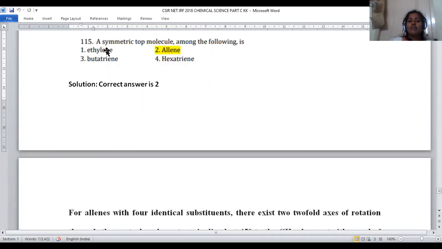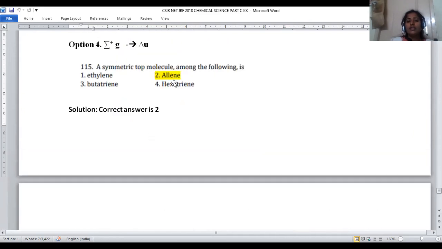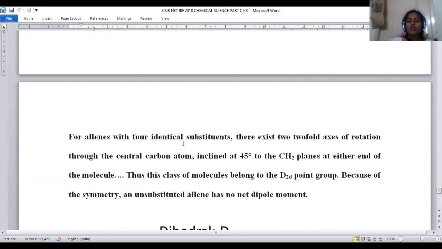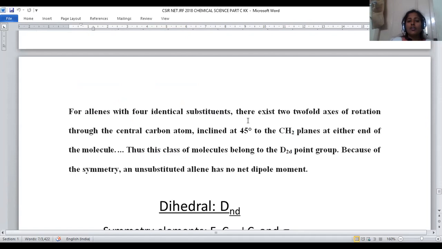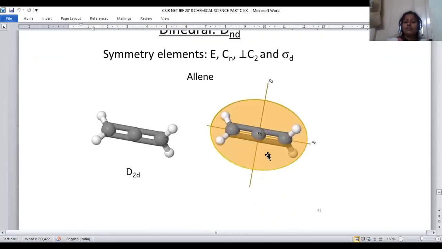Let us go with question number 115. A symmetric top molecule among the following is ethylene, allene, butatriene, hexatriene. 4 molecules are provided. Among all, we have to predict which is the symmetric top molecule. So allene is the symmetric top molecule. Let us see how it will be justified. Allene is a cumulative double bond system, and it even contains identical functional groups. One of the double bonds is in the horizontal manner, the other double bond is in the vertical manner. That is, a tilted double bond will be there, right? And it is of D2d symmetry.